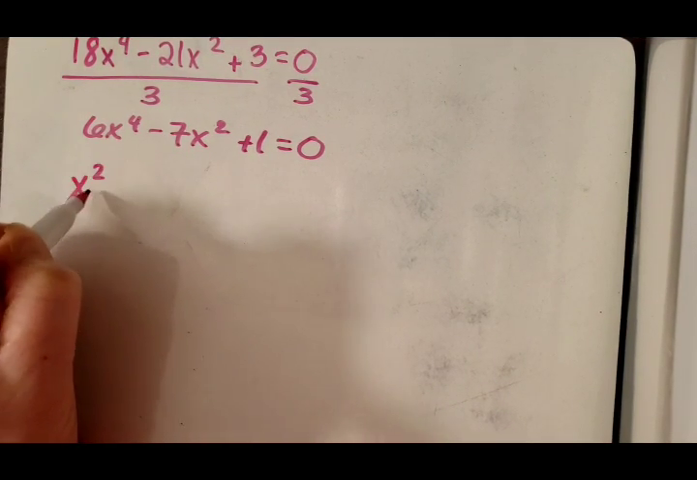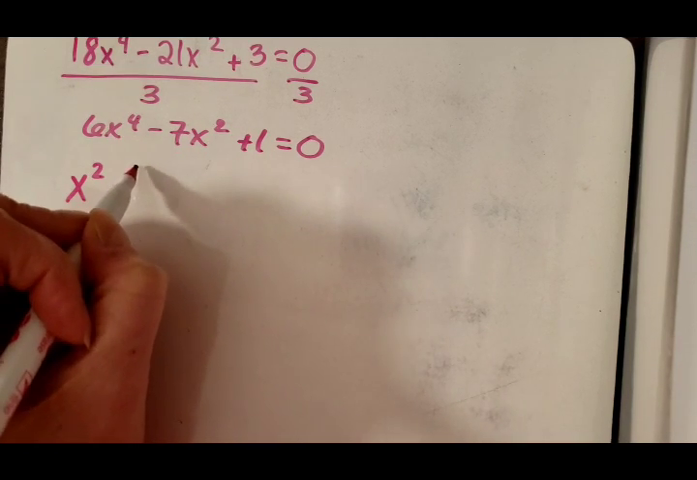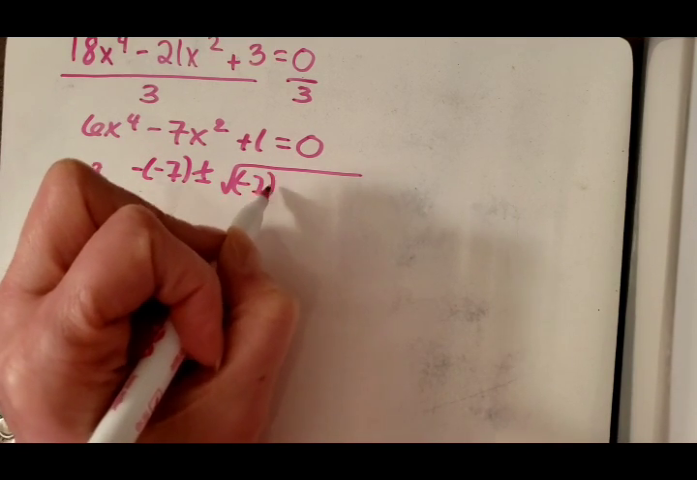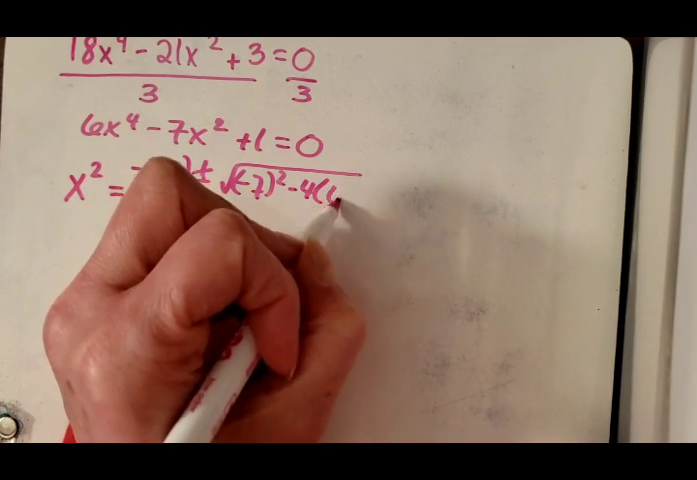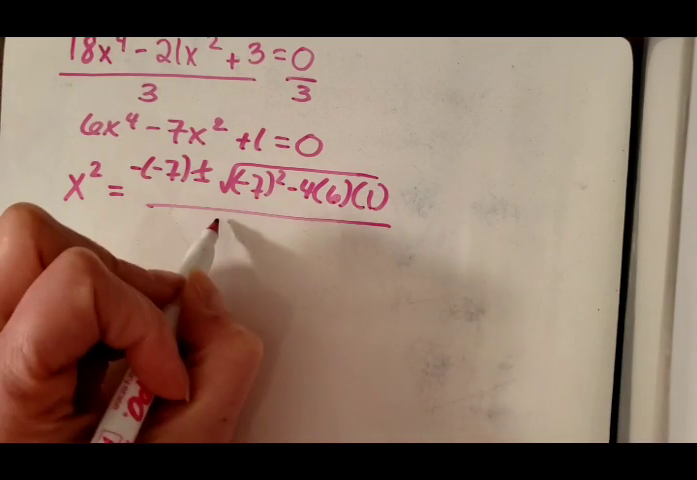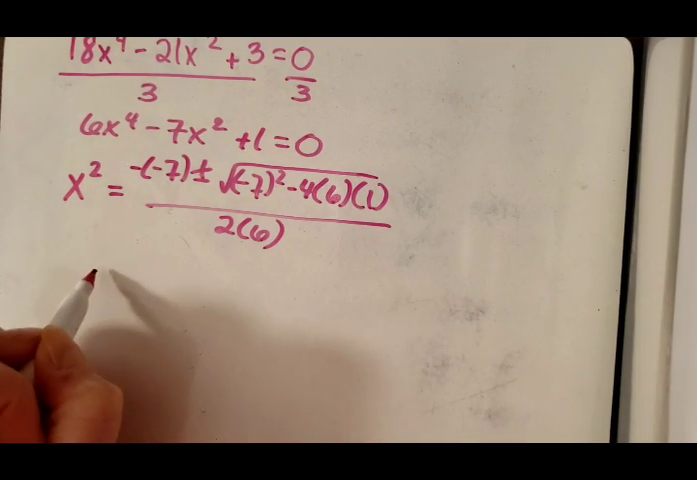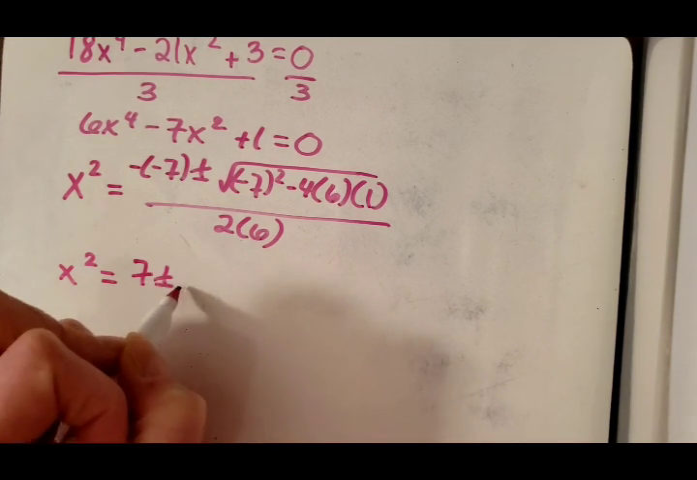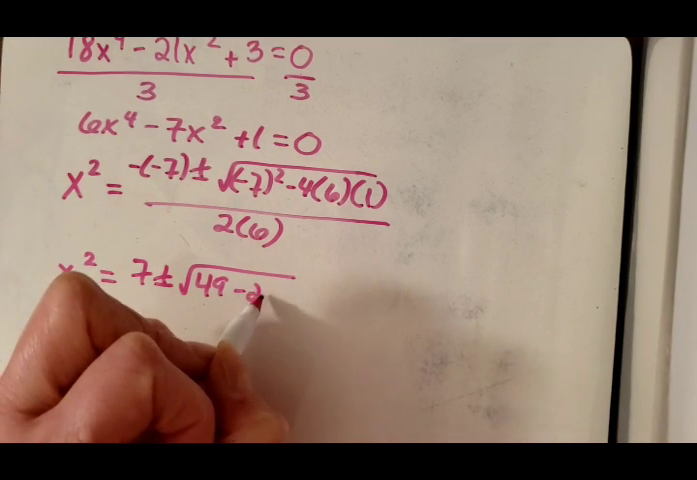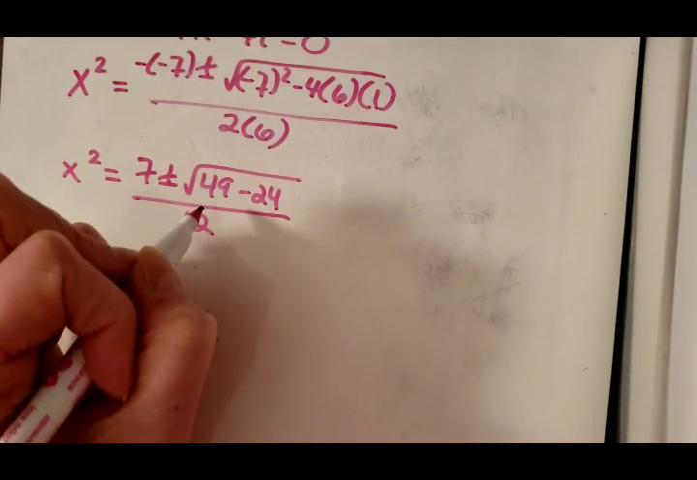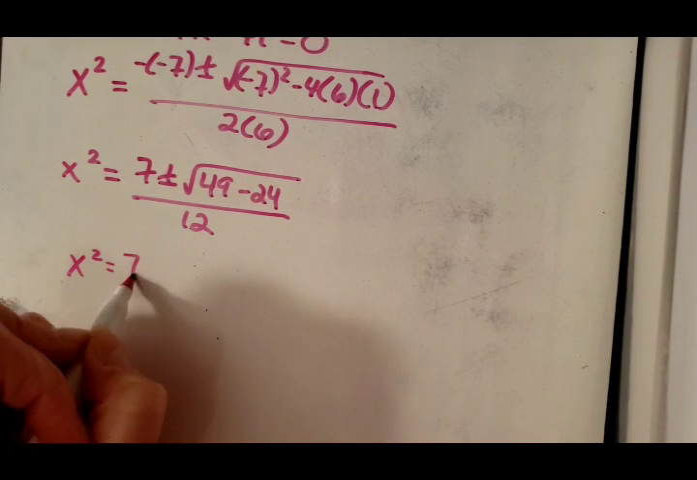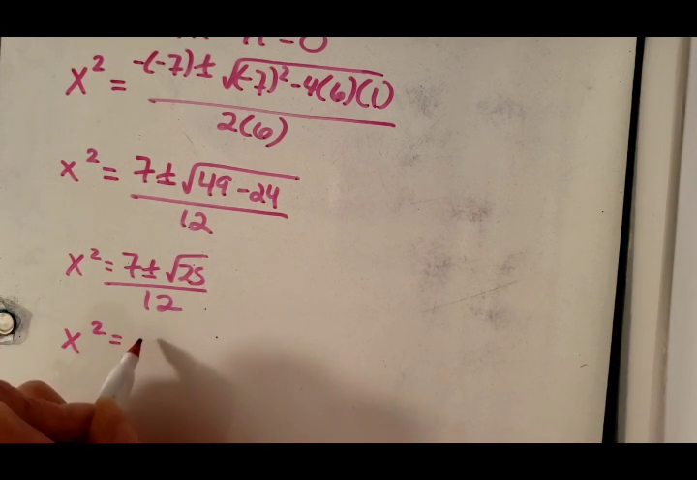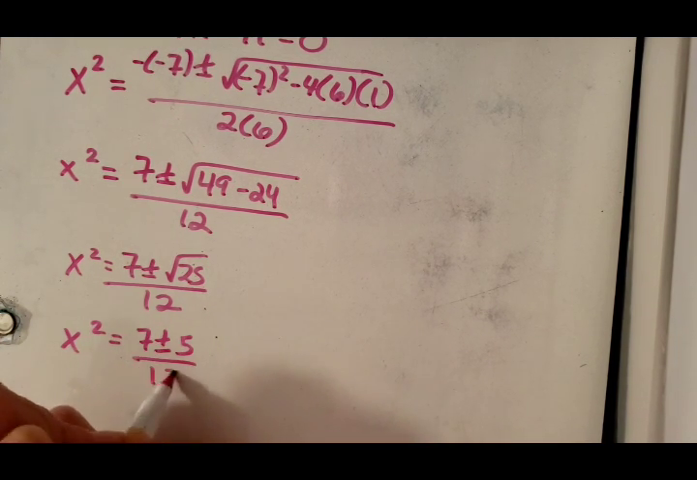Where you say x equals negative b, so negative of negative 7, plus or minus the square root of negative 7 squared minus 4ac, all over 2a. So each time we do this, it's always x. Don't forget that. So 7 plus or minus the square root of 49 minus 24, all over 12. Slide that up. x equals 7 plus or minus square root of 25 over 12. x equals 7 plus or minus 5 over 12.